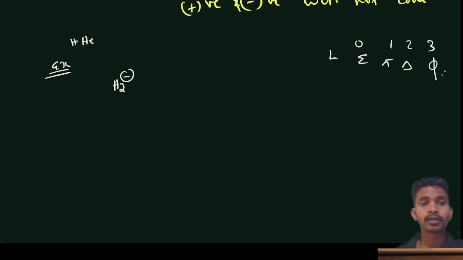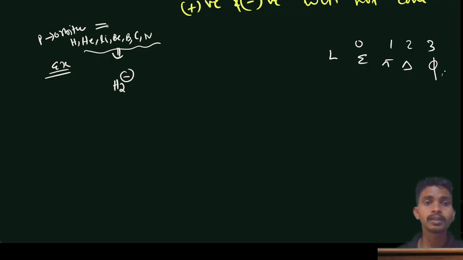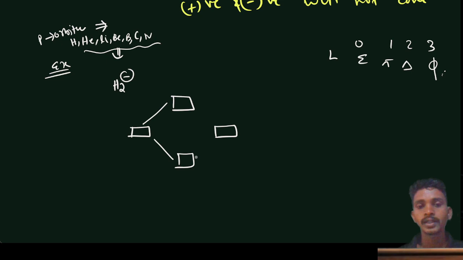hydrogen, helium, lithium, beryllium, boron, carbon, and nitrogen. For all of these, the MO diagrams will be unsymmetrical from the center. For p orbitals, the MO diagram will be unsymmetrical. For s orbitals it is the same everywhere, so if it is an s orbital there is no problem, because there is only one orbital in each case.